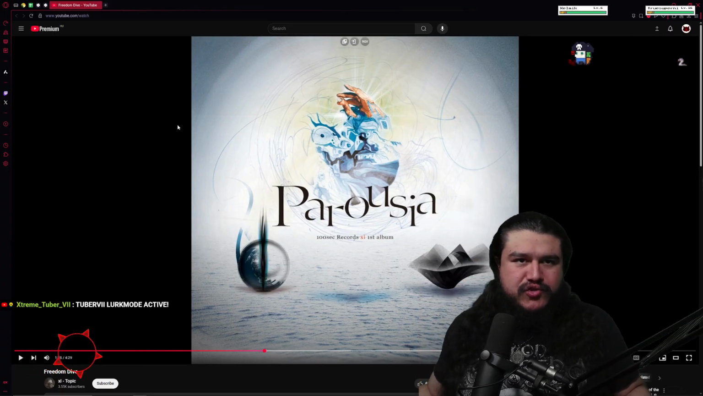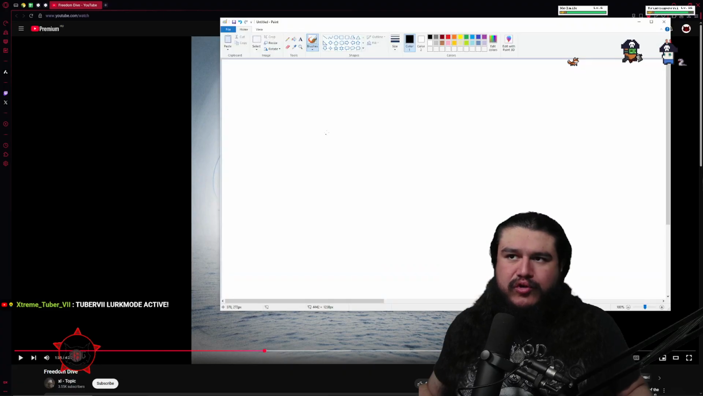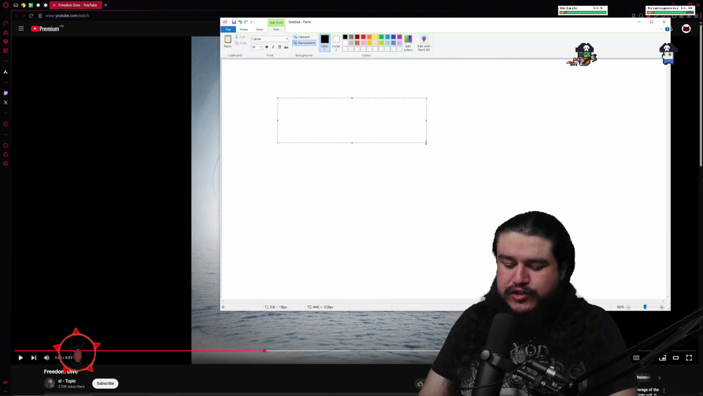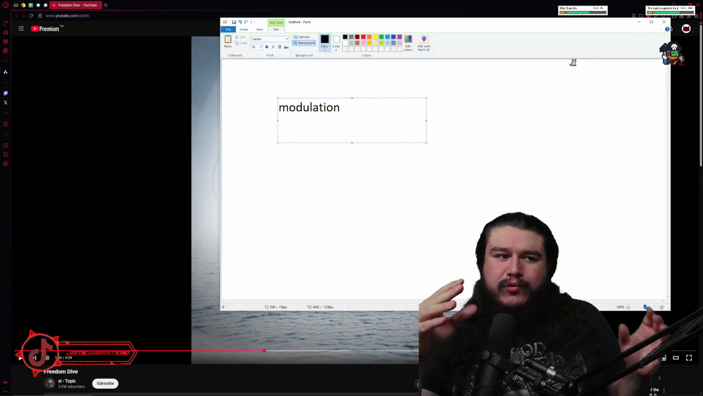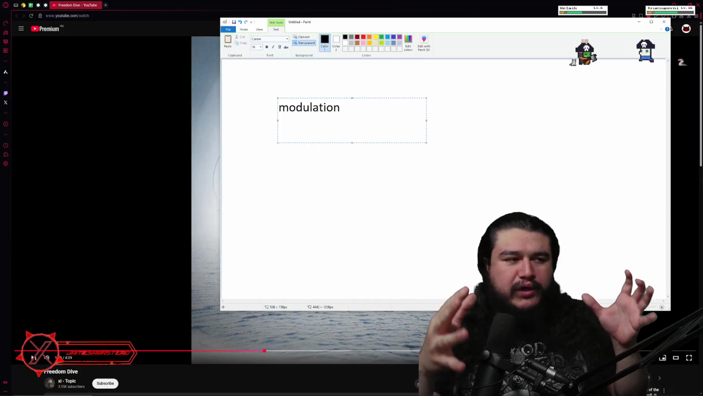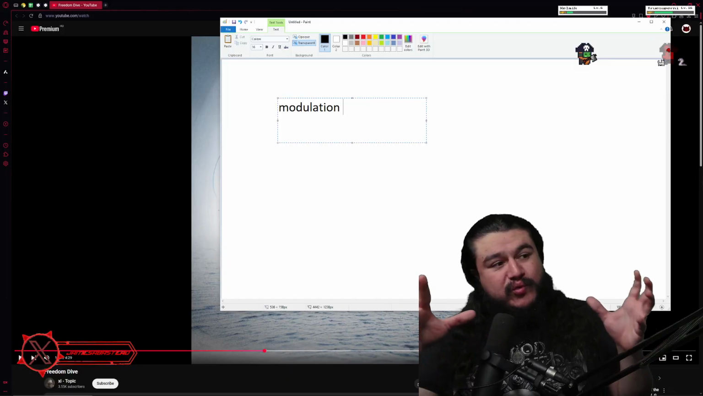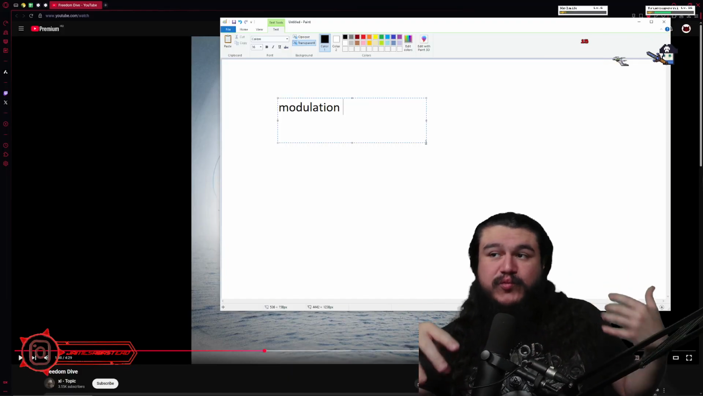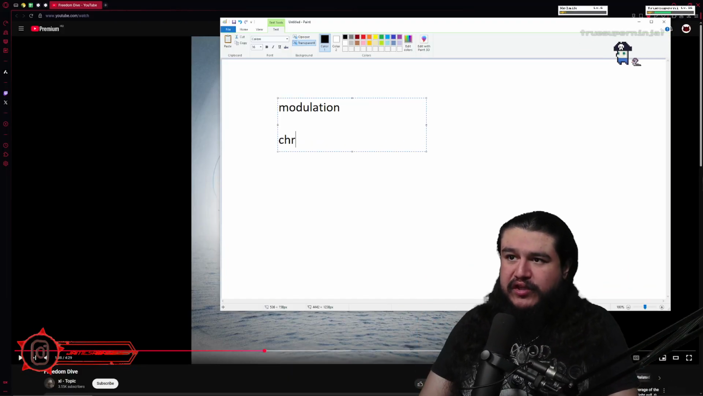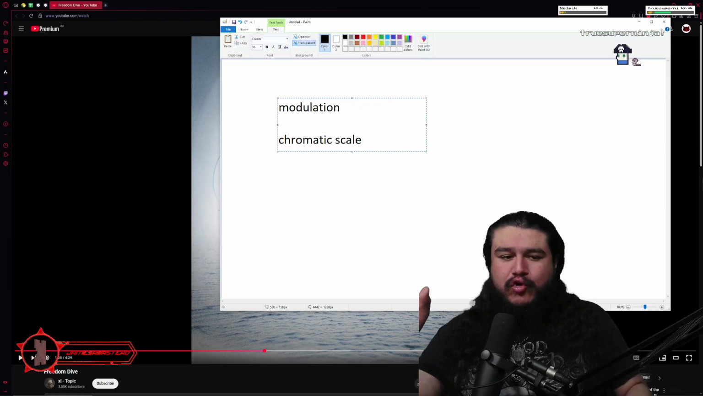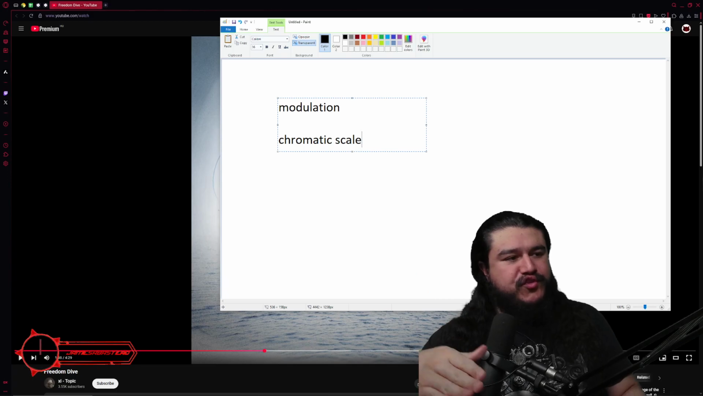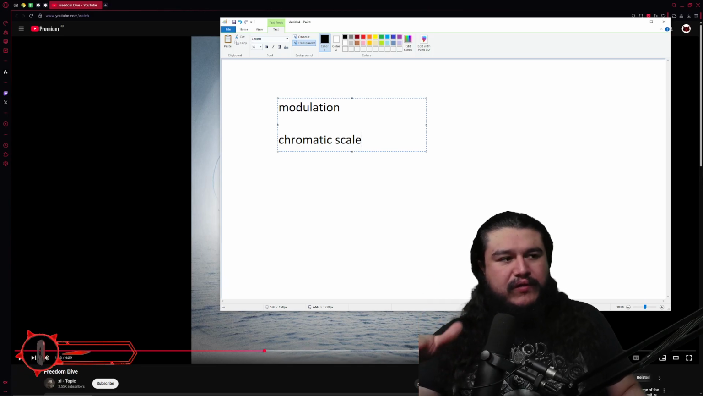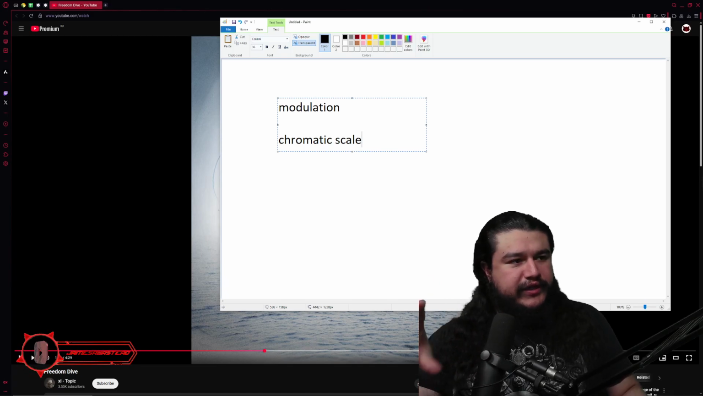So the concept of modulation is what happens when you go... So modulation in music is what happens when you go from one scale or set of chords to a different scale or set of chords. Because when it comes to Western music, we use the chromatic scale. The chromatic scale is 12 notes, 12 tones. From C to C. It's the 12 keys of the keyboard, all black and white keys.